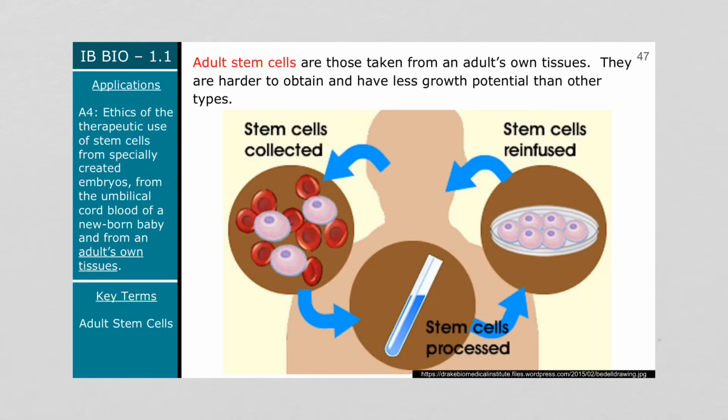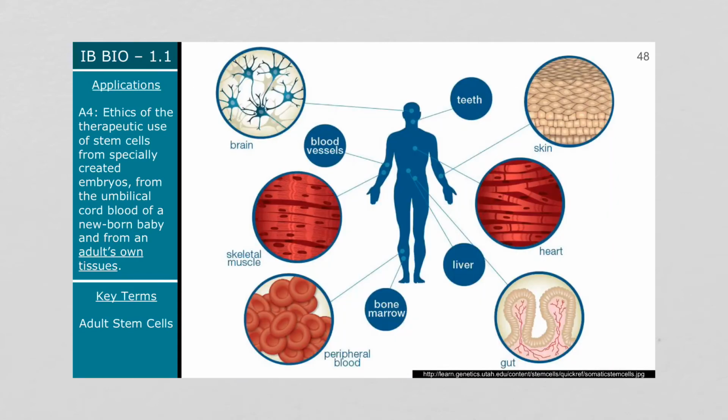All right, and then finally the third type is adult stem cells. Those are taken from an adult's own tissues. They're harder to obtain because it's difficult to tell which cells are stem cells and which are not just by looking. A lot of times you have to pay attention to how the cell is behaving, and since they're in a living person, that can be difficult. And depending on how deeply in the body the cells are embedded, that can increase the difficulty as well. They also have less growth potential. They're not able to develop into all of the different cell types.